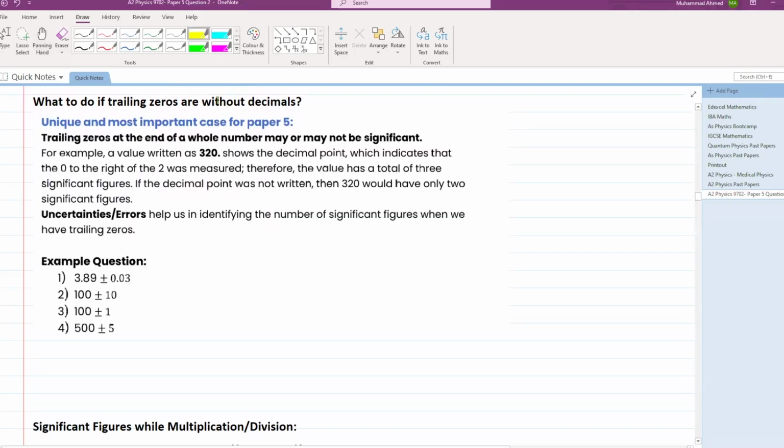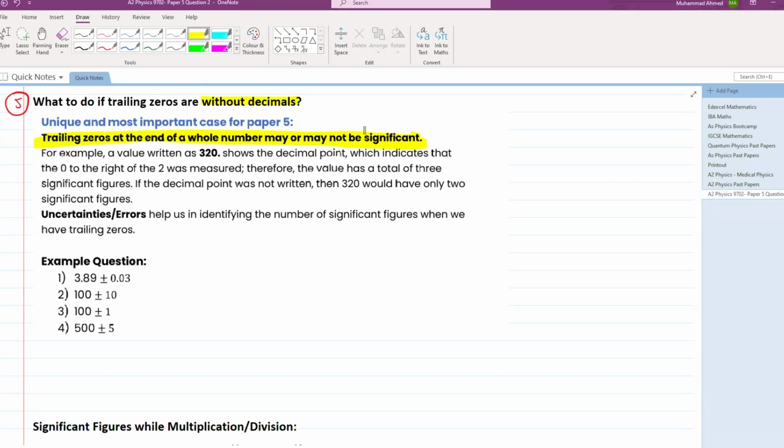What happens to trailing zeros without decimals? Are they significant or not? Or you can say, what happens to trailing zeros at the end of a whole number? Are they significant or not? What happens to trailing zeros after a whole number, or trailing zeros without a decimal point? This is an interesting case.